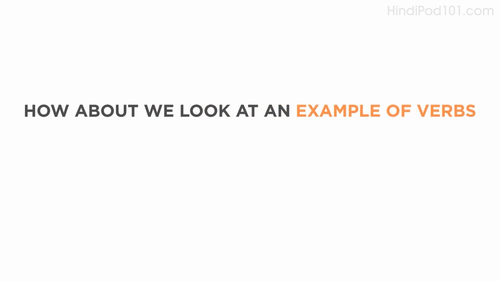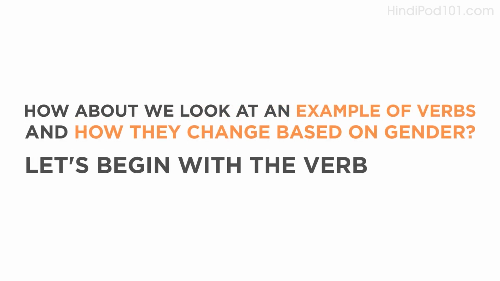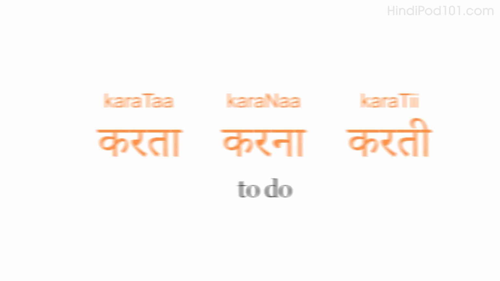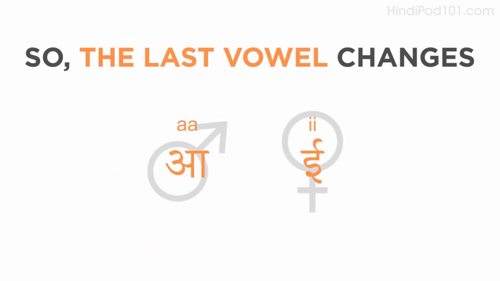How about we look at an example of verbs and how they change based on gender? Let's begin with the verb to do. Sure. In Hindi, to do is karna. If you are female, you would say karti. And if you are male, you would say karta. So, the last vowel changes. It is e for females and a for males.